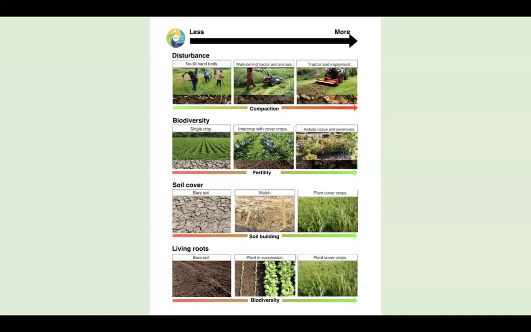Here, we'll talk about the 4 different methods of soil health. This is a guide to show you what is less and what is more on this arrow. Green usually means good and red means bad. So keep that in mind when we look at each of these different methods. The 4 methods are disturbance, related to compaction, biodiversity, soil cover, and living roots.